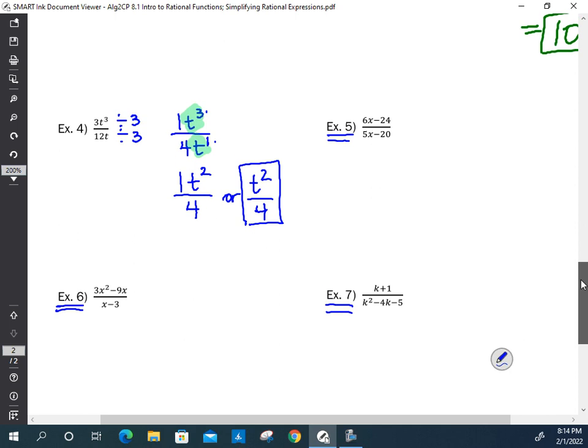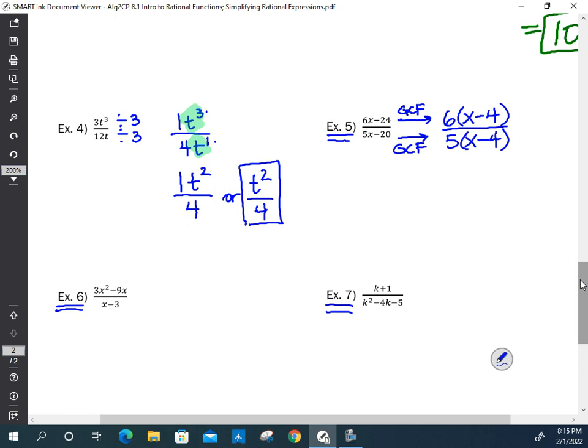So example 5. So 6x minus 24. Well, you're probably thinking to yourself, oh, well, both of them divide by 6. Good. That means you can reduce. You can factor it out. So that's a GCF problem. 6 parentheses x minus 4. If you factor the denominator, ooh, that's GCF as well. 5 over 5 parentheses x minus 4.